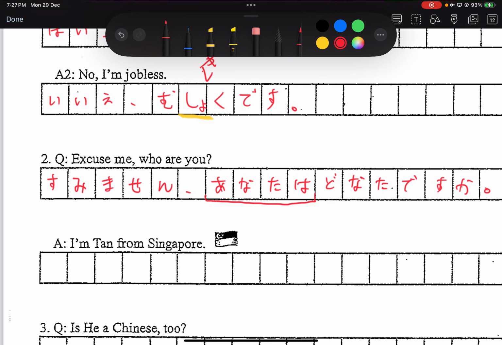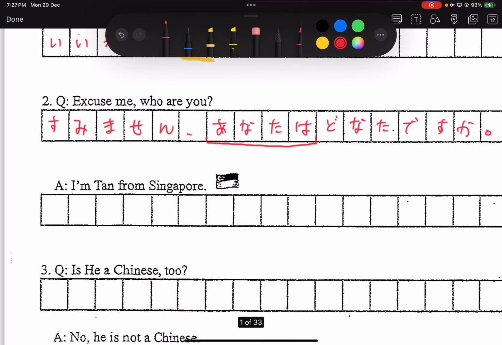If you want to use あなた, maybe we can change it to an even higher one, more like あなた様, something like that. Otherwise we don't really use あなた. But it would be better not to even say あなた. Just どなたですか will be okay.